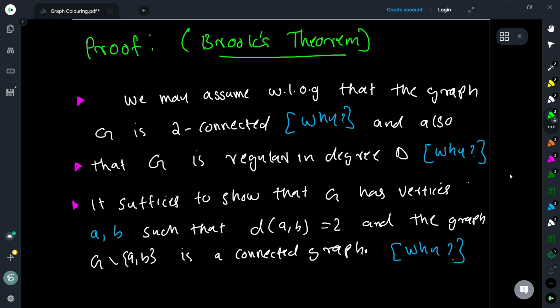Then, secondly, we can assume that the graph is regular of degree delta. Of course, we mentioned why. Just try to write it down here again, that we can assume the graph is regular of degree delta.